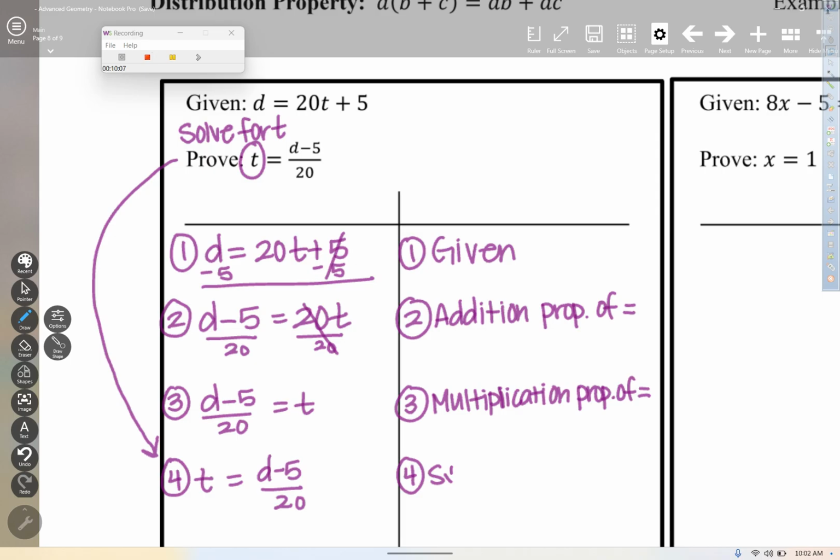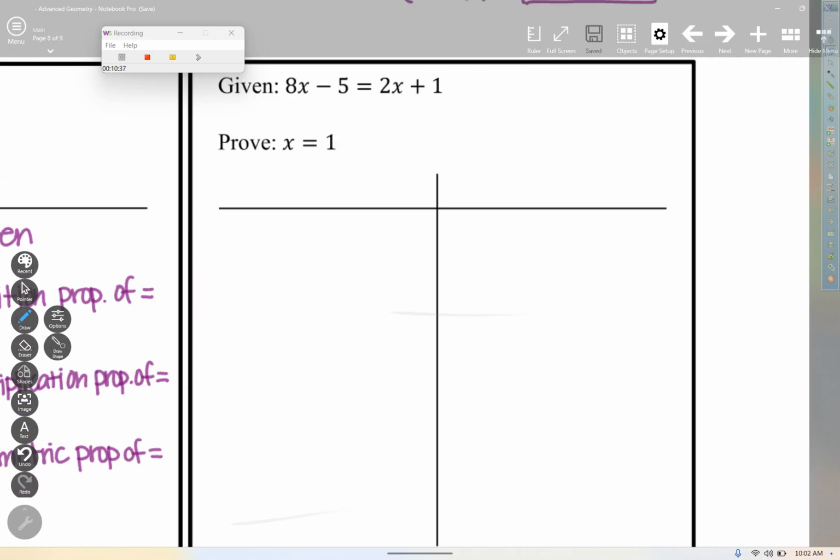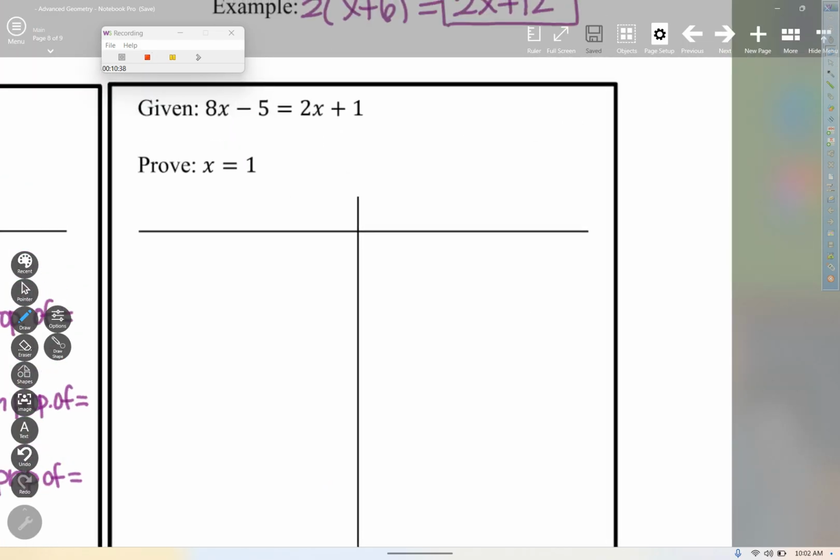Okay? All of you guys are used to doing the algebra for step 1, 2, 3, and 4, but we aren't used to identifying what property we used to do that. So that's what proving is. You're proving what steps you're using to solve for the question. All right, let's go ahead and move over to the second example.